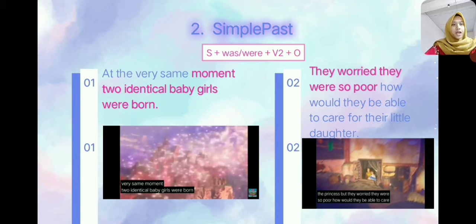Number 2: They worried. They were so poor. How would they be able to care for their little daughter? They is subject. Worried is verb 2. The parents of Erika worried whether they could provide for Erika because they are so poor. The sentence tells that the parents of Erika just worried in the past and it did not occur until now. The problem finished in the past.